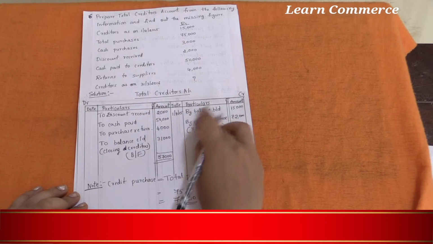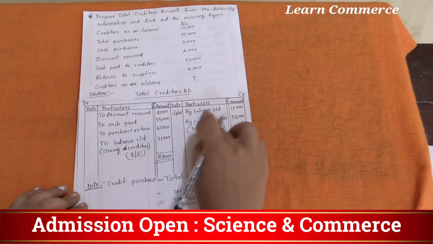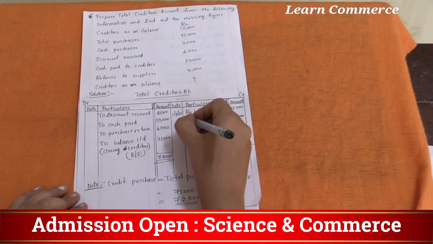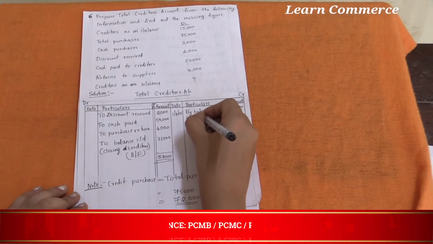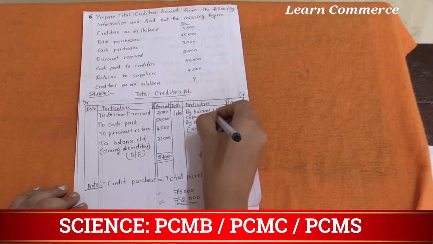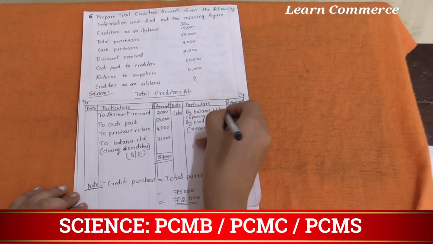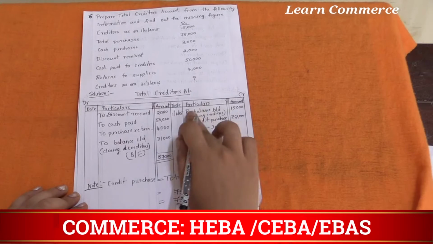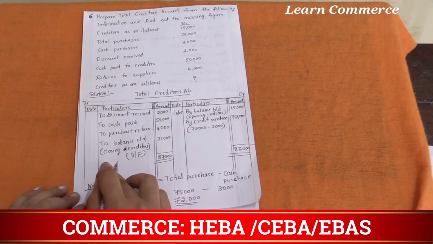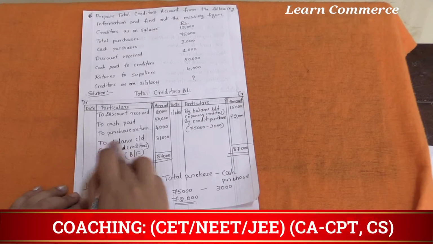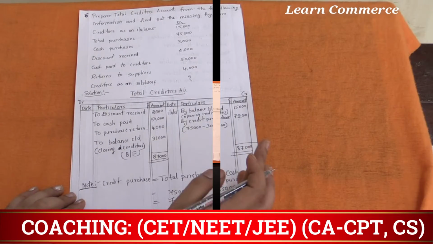Here this is the opening creditors. If you want, you can write here opening creditors, for your understanding. Okay, by balance brought down. Closing balance should be in debit side, to balance carried down 31,000.